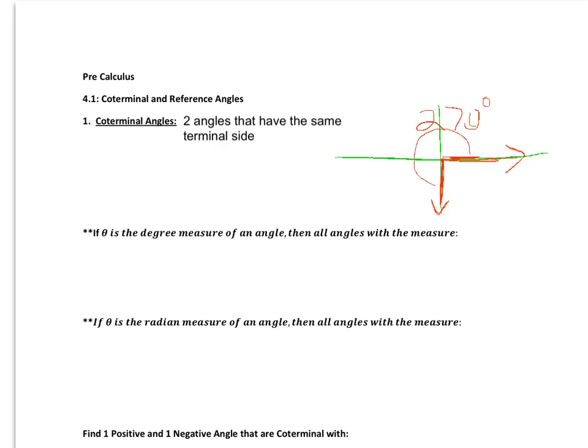Now, the other way that I could go: from the initial side, remember I always start at the initial side, I could go down. So if I go down, I'm going clockwise from here to here. Well, I know I'm only going 90 degrees, but since I'm going clockwise, it's got to be negative 90 degrees. So here's an example: 270 and negative 90 degrees, they're coterminal. You're at the same exact point in the unit circle. You just note them two different ways.